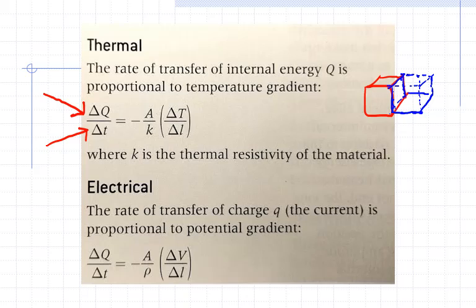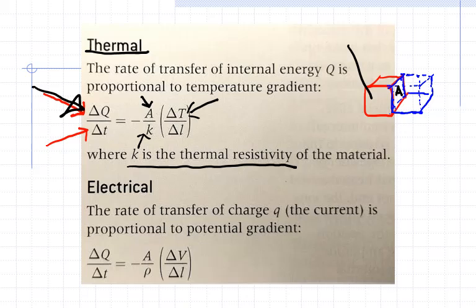So the more area that we can have, the more area exposed to the two, the greater the thermal energy. So the more area that's exposed, the smaller the thermal resistivity is, the smaller that K value, the greater the thermal energy transfer. The greater the temperature difference, the hotter this is and the colder this is, the more energy transfer will happen. And the smaller the length is between the objects, the quicker we'll have that there.